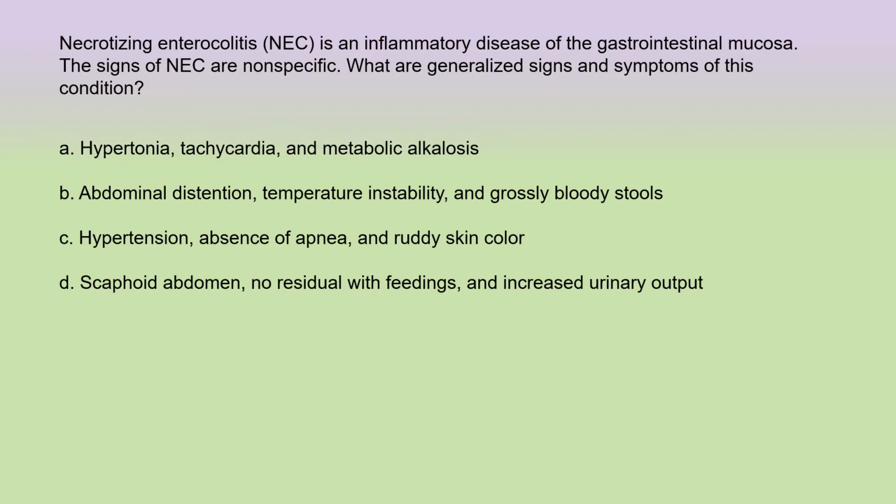A. Hypertonia, tachycardia, and metabolic alkalosis. B. Abdominal distension, temperature instability, and grossly bloody stools. C. Hypertension, absence of apnea, and ruddy skin color. D. Scaphoid abdomen. No residual with feedings and increased urinary output.